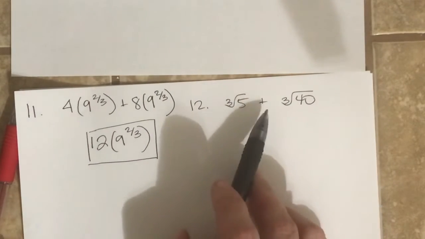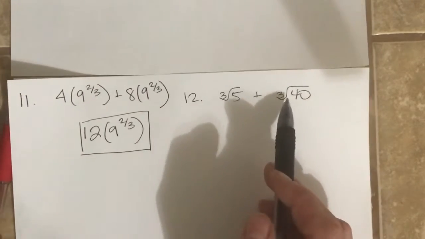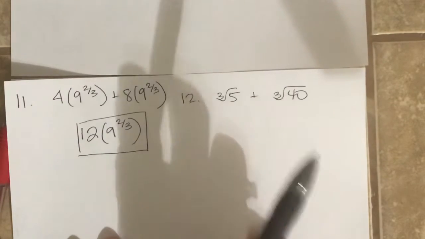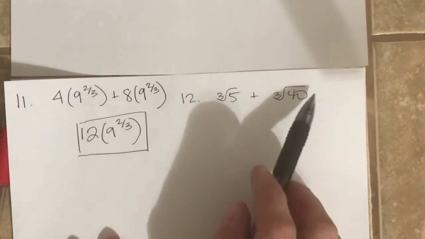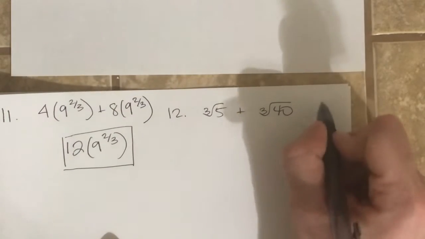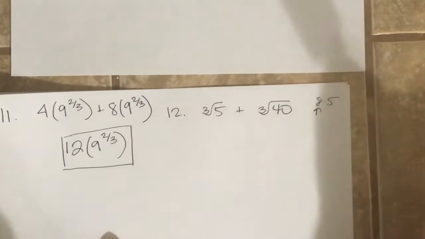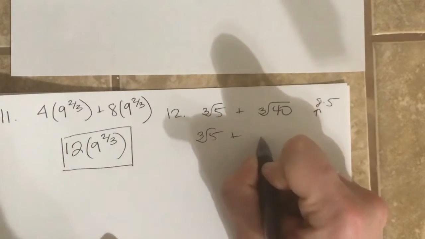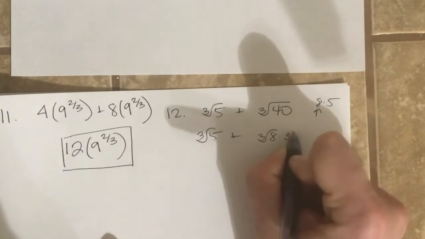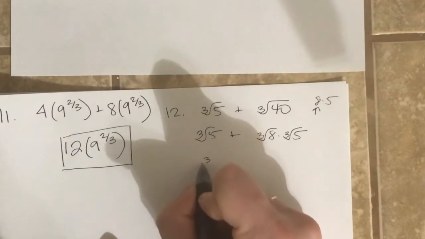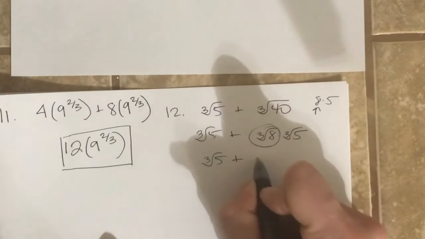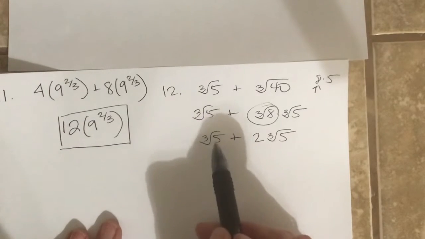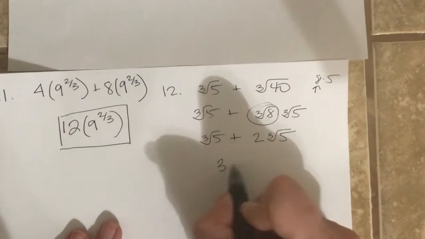Number 12. At first glance, you may think I can't do anything. These are not like radicals. But we can simplify cube root of 40. Think about, is there a perfect cube that goes into 40? Well, yeah, because 8 times 5 is 40, and 8 is a perfect cube. So I can rewrite cube root of 40 as cube root of 8 times cube root of 5. So this is cube root of 5 plus, that's 2 cube root of 5. And now all of a sudden we can add these. Cube root of 5 plus 2 cube root of 5 is 3 cube root of 5.